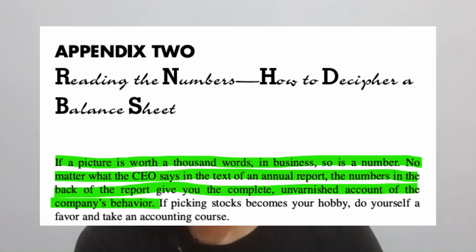Okay, now let me tell you an important thing: why an individual investor should read the balance sheet of the company. Peter Lynch says it is very important to analyze as an individual investor because the numbers don't lie. Peter Lynch's quote goes like, if a picture is worth 1,000 words, in business so is a number. No matter what the CEO says in the text of the annual report, the numbers in the back of the report will give you the complete and unvarnished account of the company's behavior.